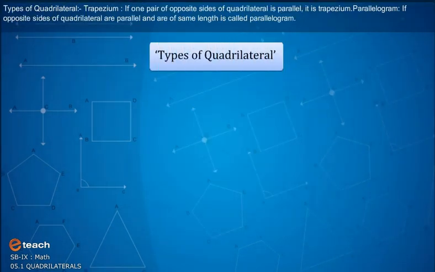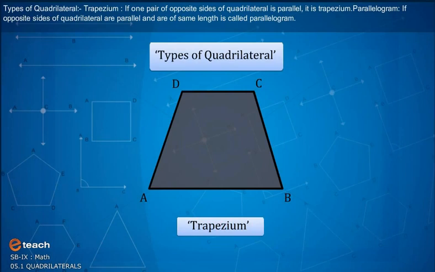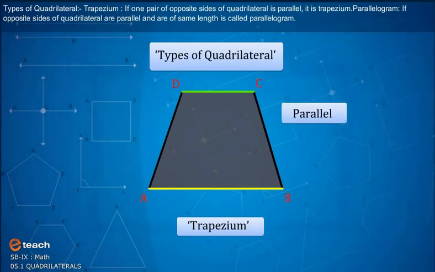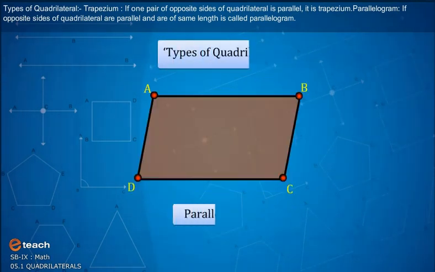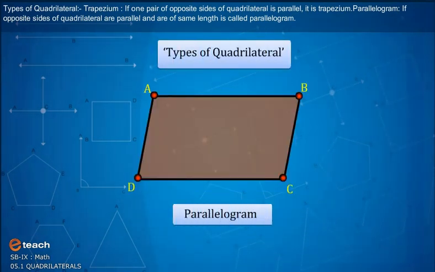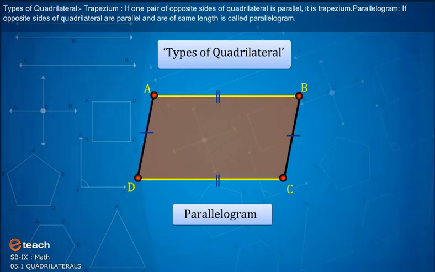Types of quadrilateral: trapezium. If one pair of opposite sides of a quadrilateral is parallel, it is a trapezium. Parallelogram. If opposite sides of a quadrilateral are parallel and of the same length, it is called a parallelogram.